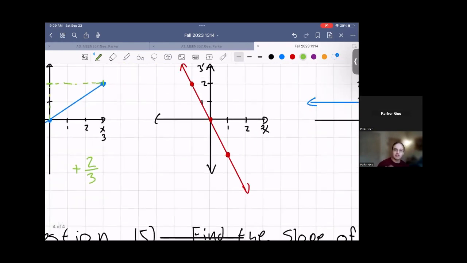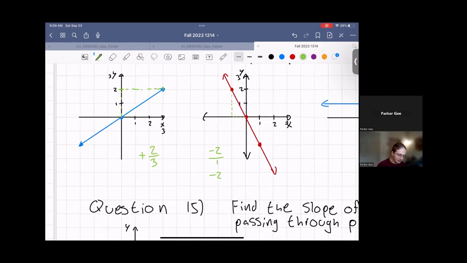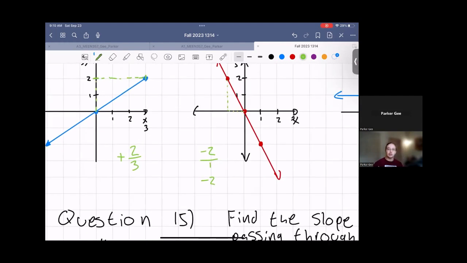Well, what happens if it's the opposite? I drew up another graph, and we are going to rise, but in the negative direction. So 1, 2, and then we're going to run 1. So the slope of this one is negative 2 over 1, or just negative 2. So that's the difference between the positive or negative. Mathematically, a positive slope is going to be positive, and a negative slope is going to be negative.